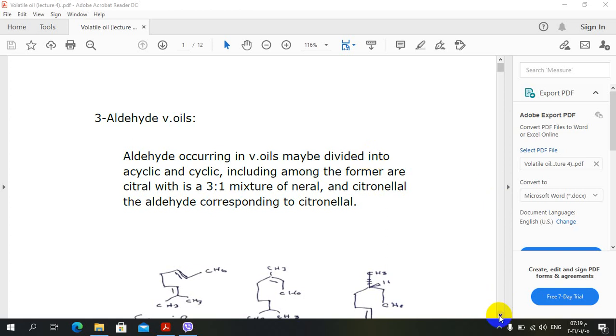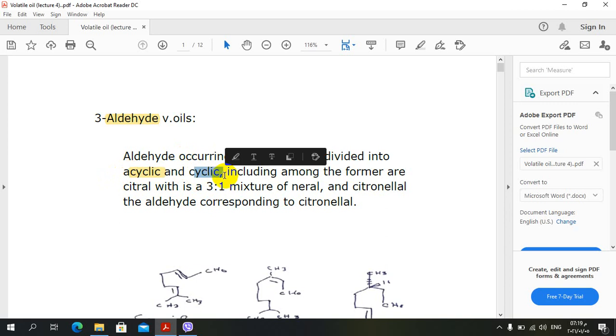الآن بعدين هنا الفقرتين الأولى والثانية من أنواع الفوليتايل أويل. الآن الفقرة الثالثة اللي هي الألدهايد فوليتايل أويل. الألدهايدز it means there is in the structure of the hydrocarbon a molecule of CHO, that means aldehyde.